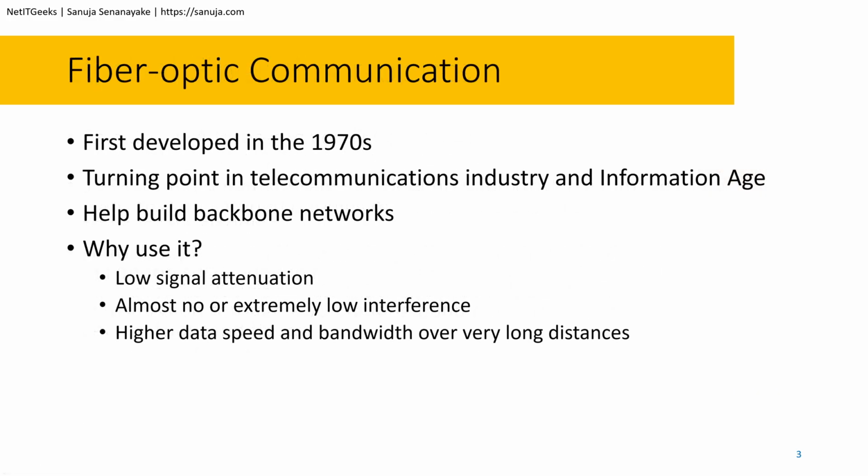Fiber optic communication was first developed in the 1970s, even though the research paper was published about a decade before. In the 1970s, researchers all over the world, not only in the United States but also in Japan, for example NEC, the Nippon Electric Company, and NTT, did research on this. In the 1970s, it became a viable option for data communication. So we could look at the 1970s as a turning point in the telecommunication industry and the information age.